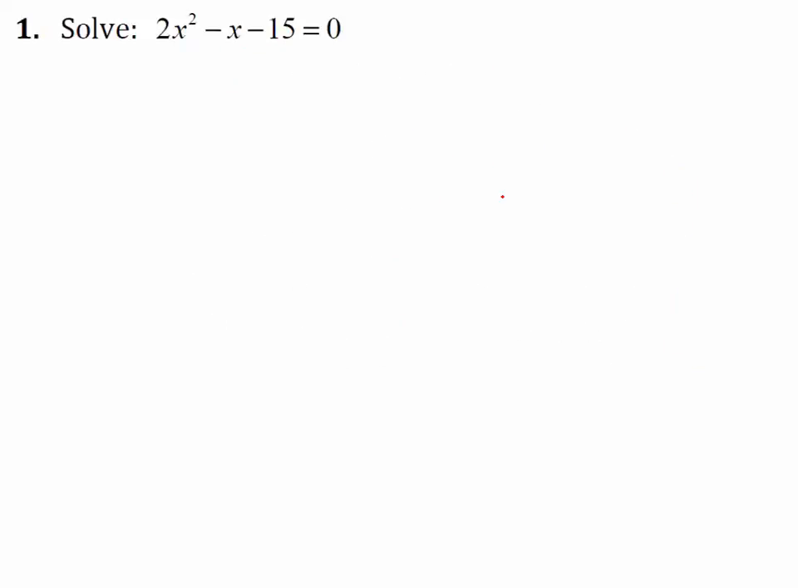Let's jump to number 1. All yours, can you factor? Before you can factor, just one little tidbit: you got to set it equal to 0, because factoring occurs after you have set your polynomial to 0.